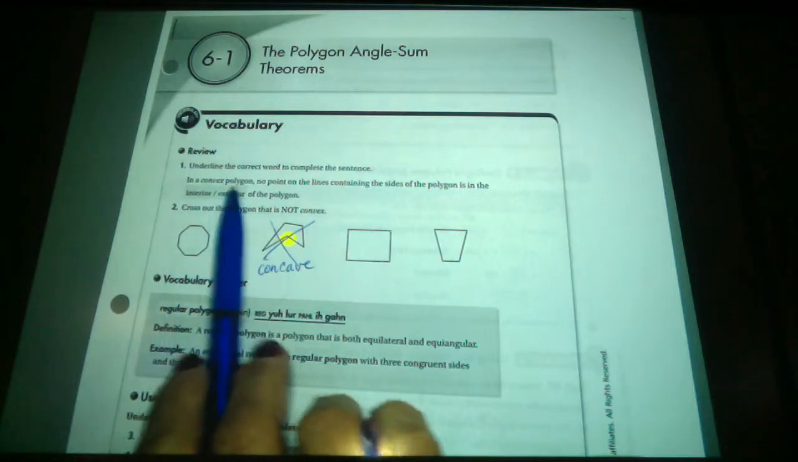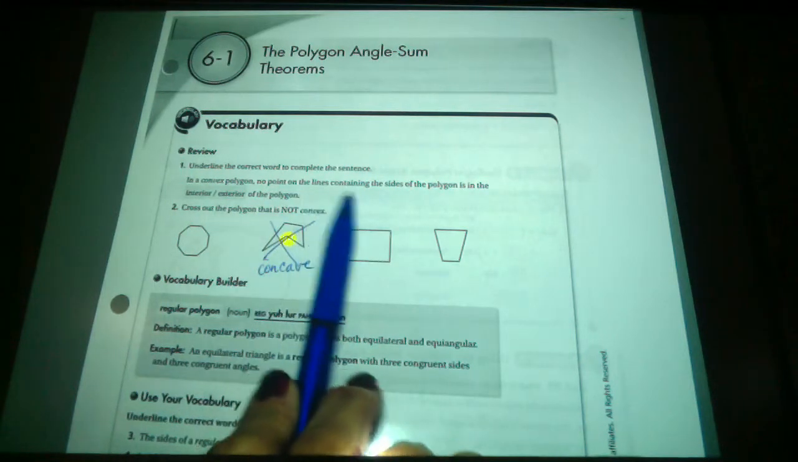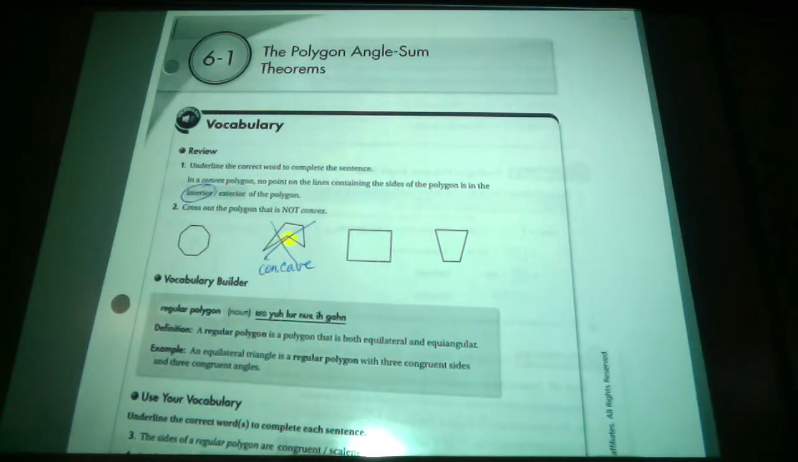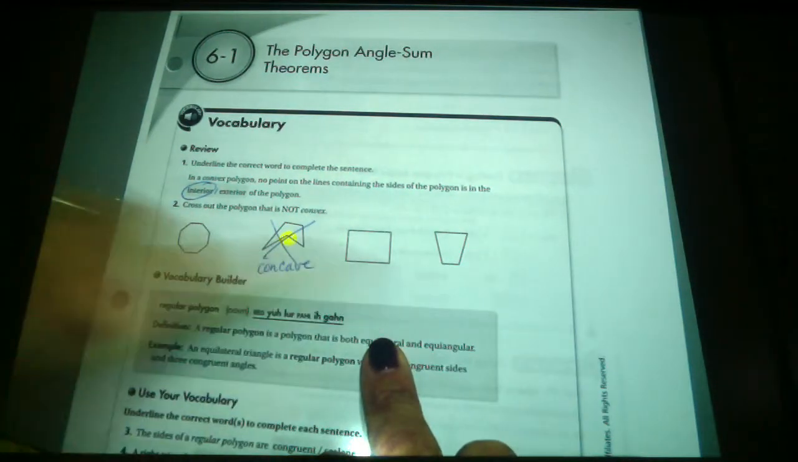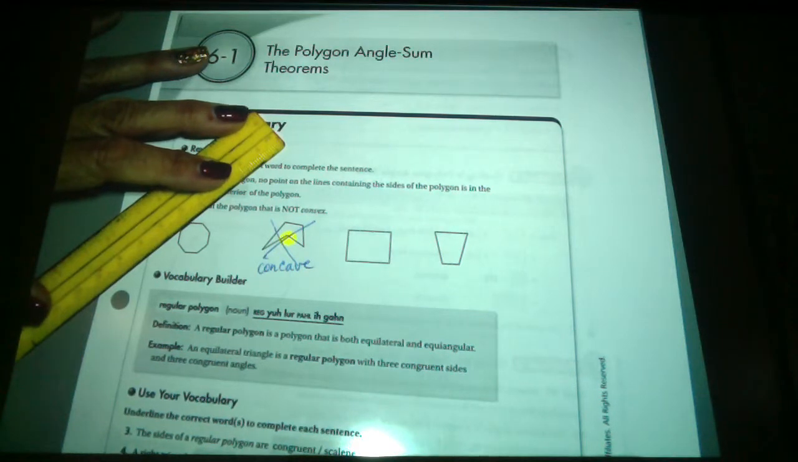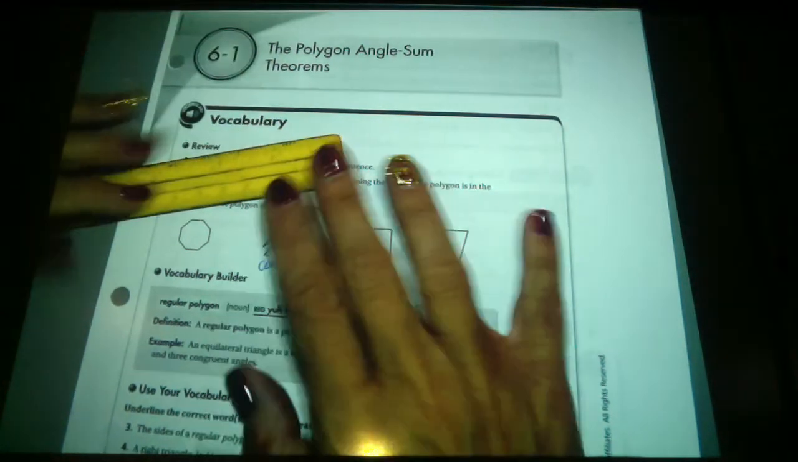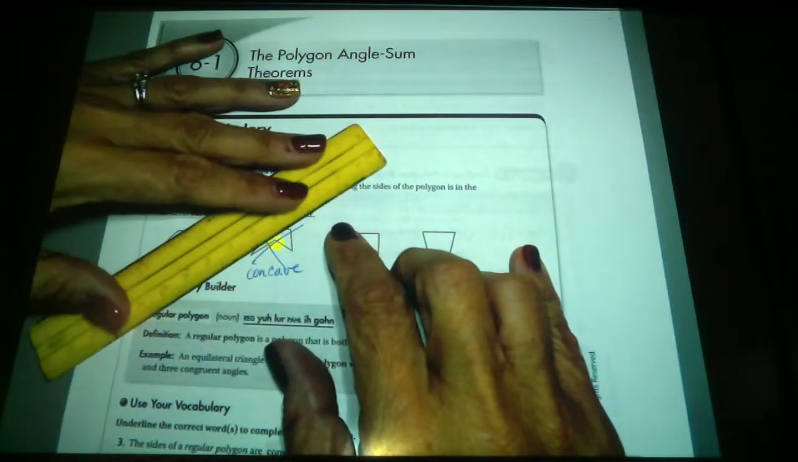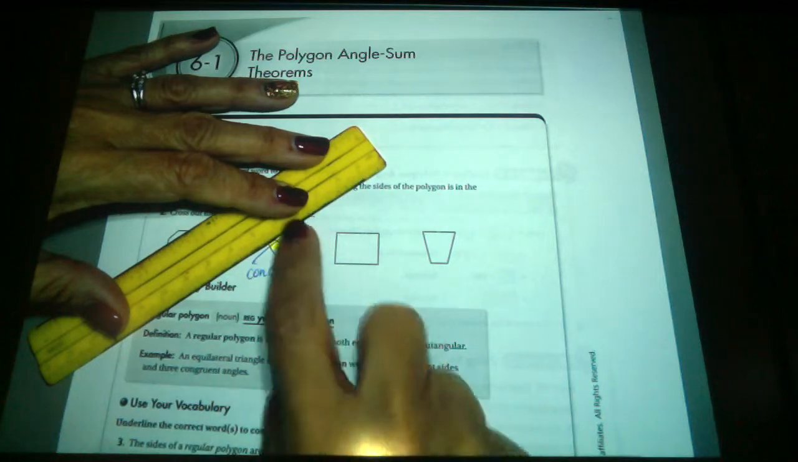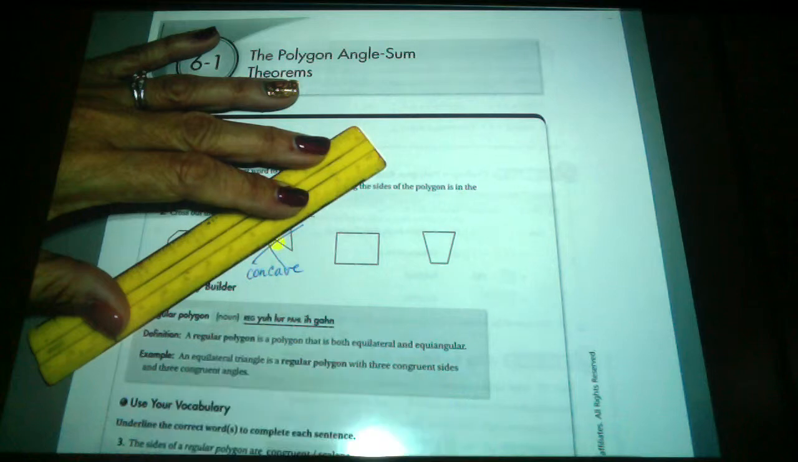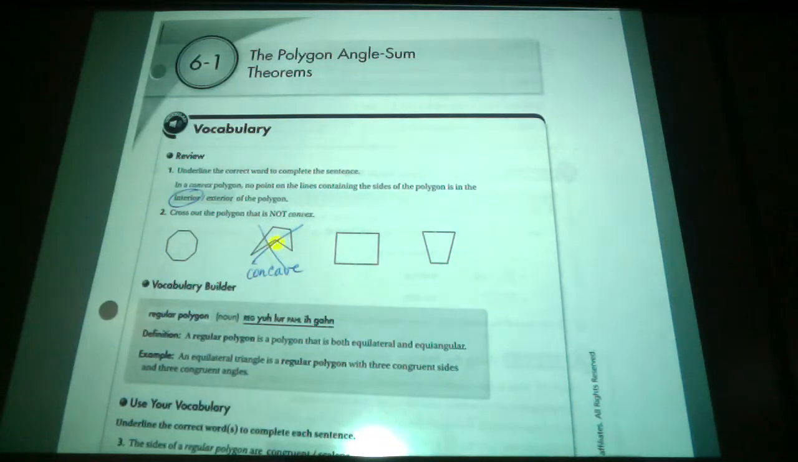And so in a convex polygon, no point on the lines containing the sides of the polygon is in the interior of the polygon. So if I took a straight edge along each of these convex polygons and I put my straight edge along the outside edge, notice that it does not go through the middle of that polygon, no matter which edge I put this on. Whereas on the concave one, if I put my ruler here, notice that this part, if I extend that side, is in the interior of that polygon. So that's what they're looking for.